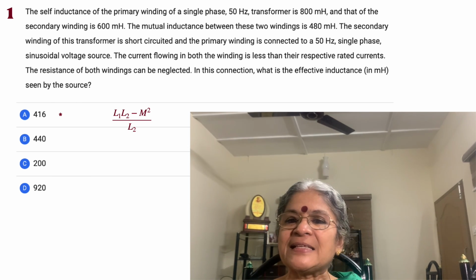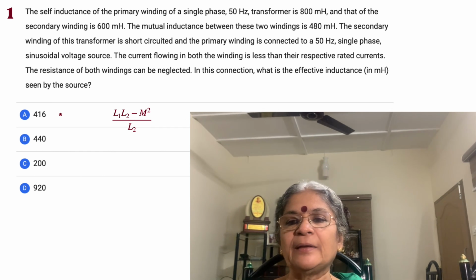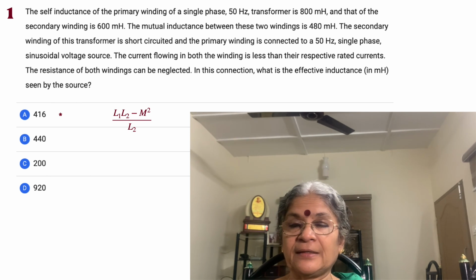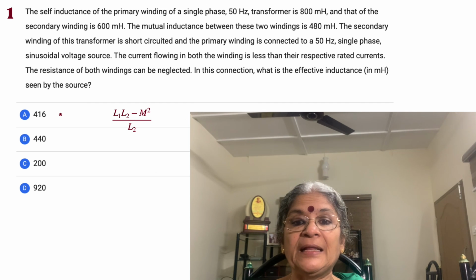So we have L1 as 800, L2 as 600. So L is 800 into 600 minus 480 square, divided by L2, which is 600. Or L1, that is 800, minus 480 square, that is M square, divided by 600. That yields a value equal to 416 millihenry, because everything is in millihenry. So that's an easy way of doing it.